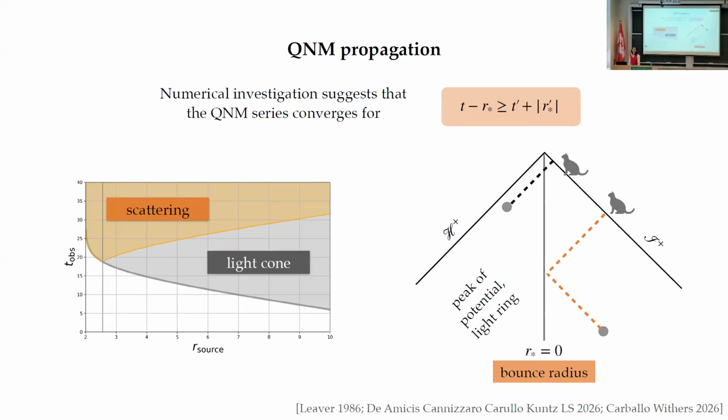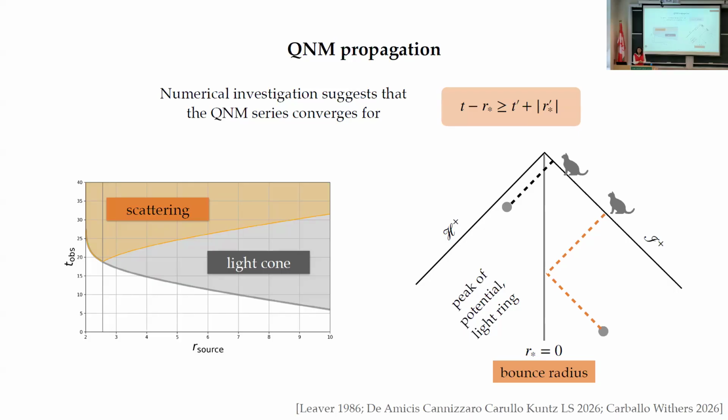Do you guys understand why that is not a free? Yes, so I was trying to mention here that this bounce radius is not the light ring, and it's not the peak of the potential of the Regge-Wheeler or Zerilli potential, which is quite strange.